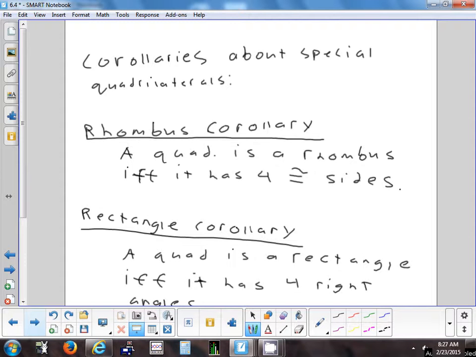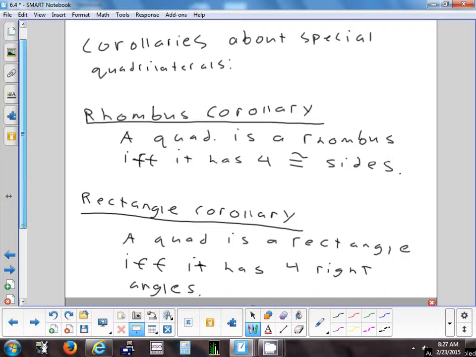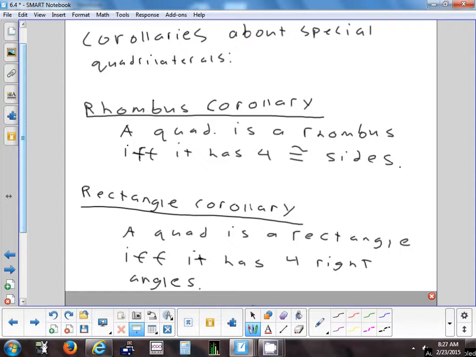Here's another statement about a rectangle, and it's another biconditional, meaning you can read it forward and backwards. If a quadrilateral is a rectangle, it has four right angles. If a quadrilateral has four right angles, then it's a rectangle. This is very similar to the definition, except now we're reading it forward and backwards.